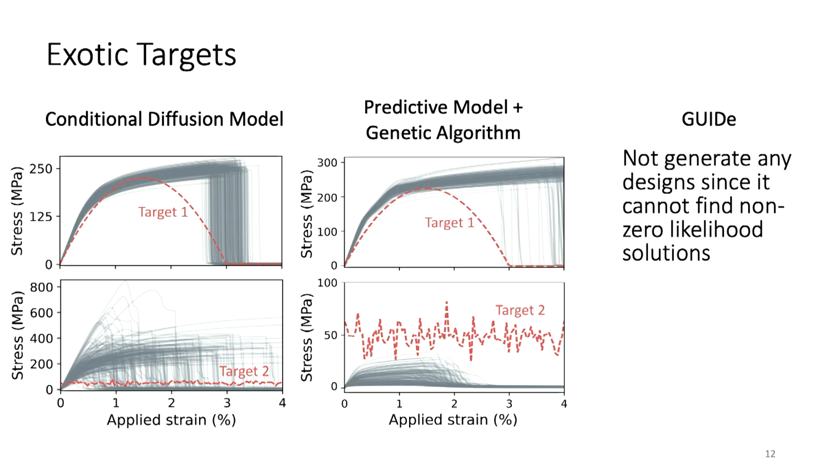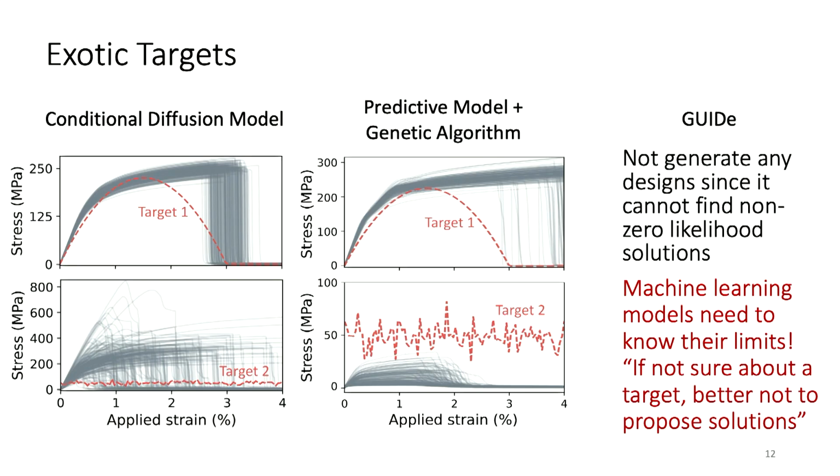And interestingly, for GUIDE, it does not generate any solution because it cannot find non-zero likelihood designs anywhere in the design space, which we think is good because we think that machine learning models should know their limits. If you are not sure about this target, if you haven't seen something similar, then you probably shouldn't generate anything.